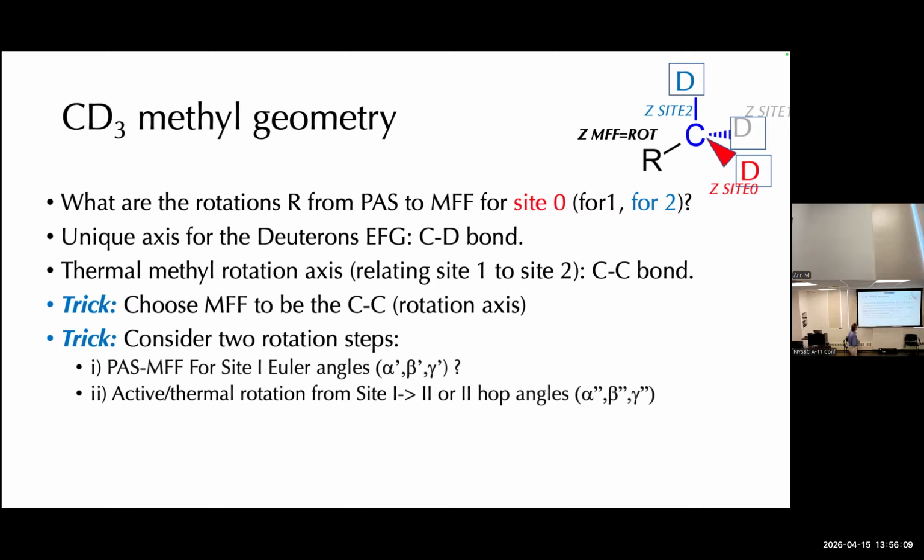So this is the trick. Why don't you break it down into two steps? PAS to NAF, or site 1 or site 0, just picking one of them, is Euler angles, and you just said it. Y is 109.5, so it's going to be 0, 109.5, 0. But there's another step for these two guys, which is that you need to then rotate them. While this is Z, you need to rotate them around Z by 120. Okay? The trick was to consider a convenient frame and then to break it down into the two steps.